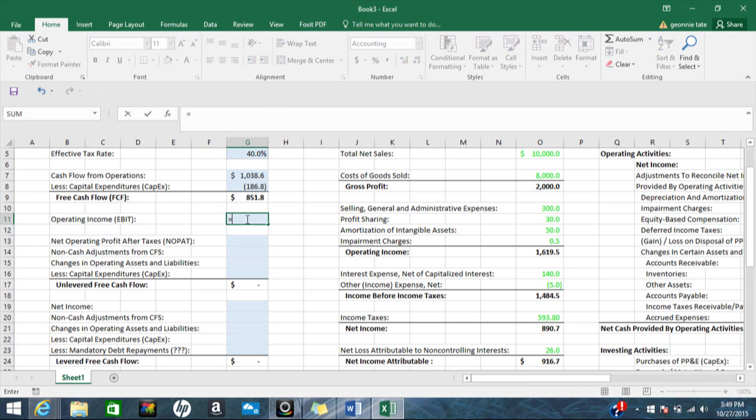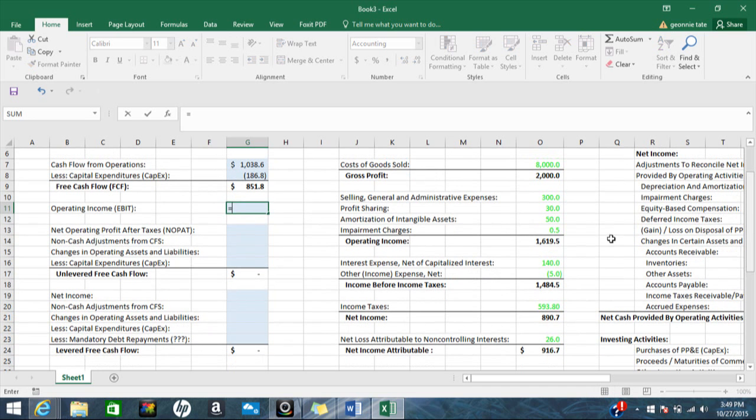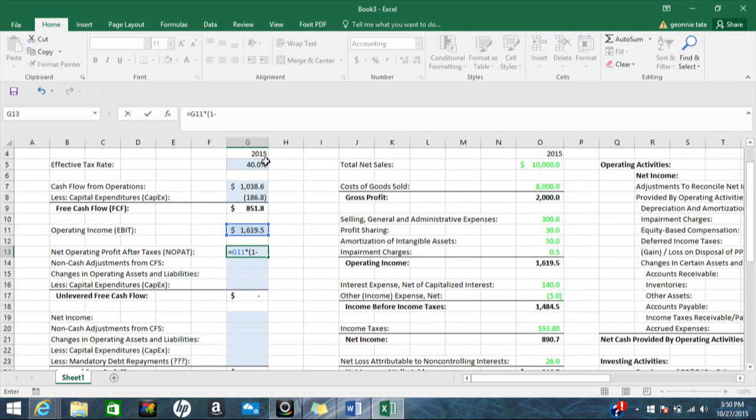Now let's move on. I need my operating income that comes from the income statement. It's here. And the net operating profit after taxes is very simple. It's only the operating income times 1 minus the tax rate. That's the first line item for the unlevered free cash flow calculation.